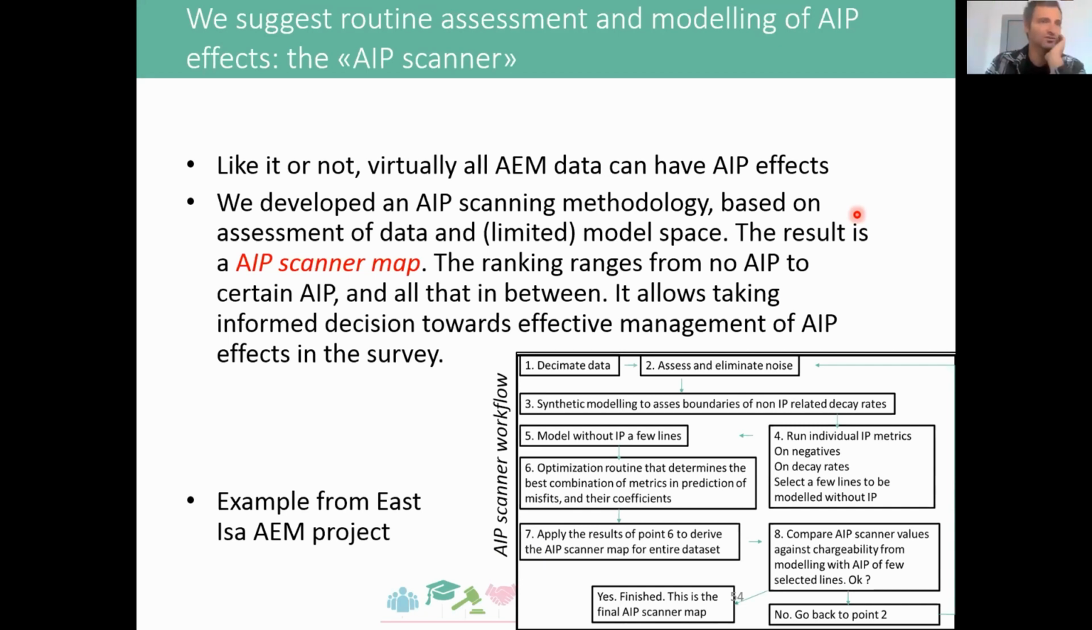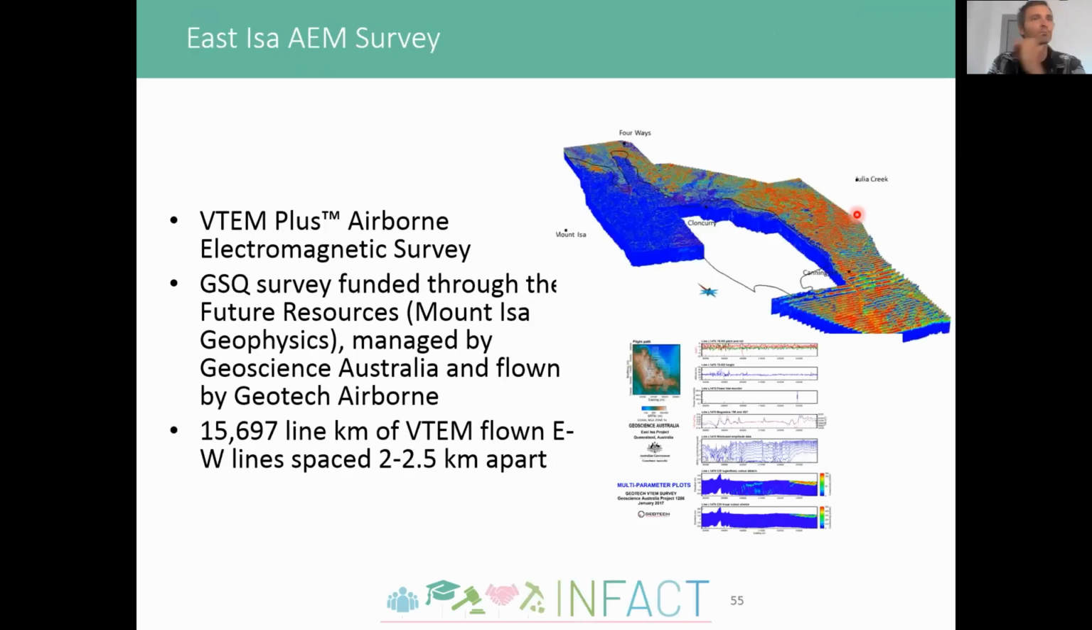I can't go into details. Those who are interested can talk to me later. There is a paper in the writing right now on exploration geophysics. But this was used in Isa to allow management to decide where to deploy the IP conversion. Thanks to Matthew for this introductory slide.